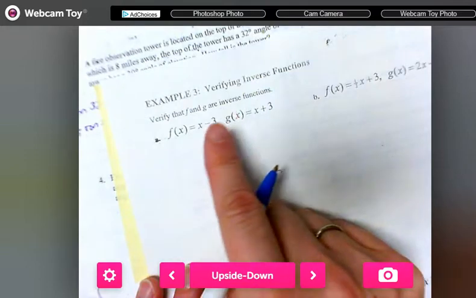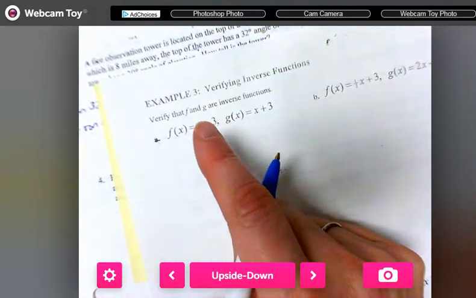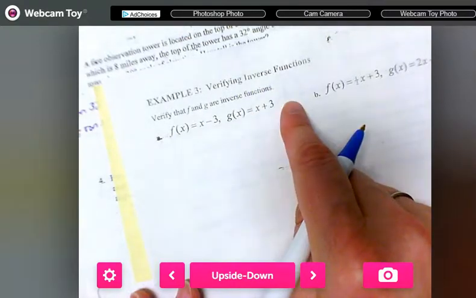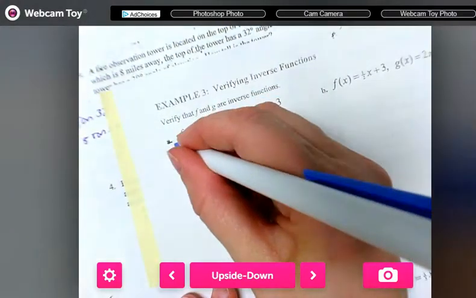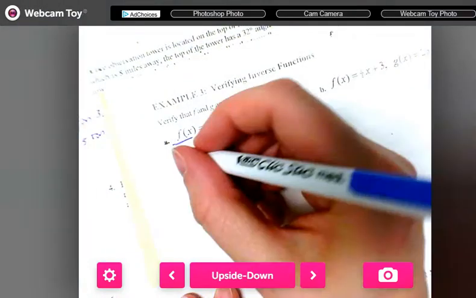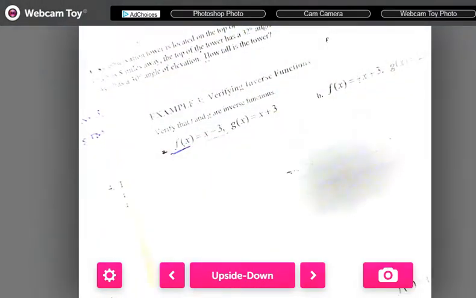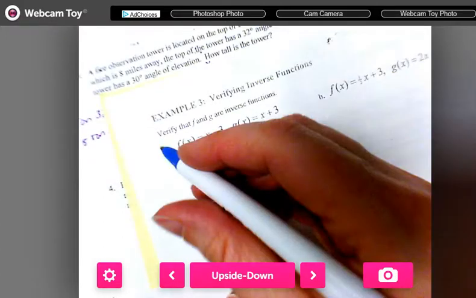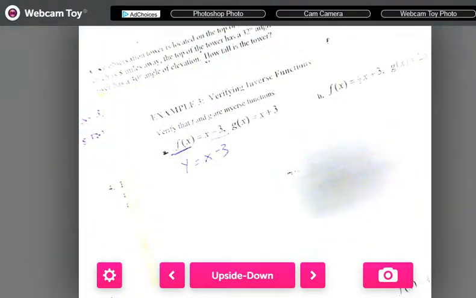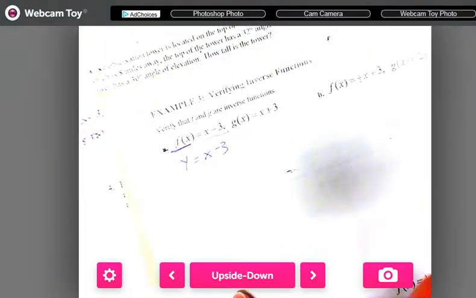This looks confusing. All we're going to do is exactly what we did on the front to prove that they're each other. Okay? So, f of x equals x minus 3. This is the same thing as y equals x minus 3.